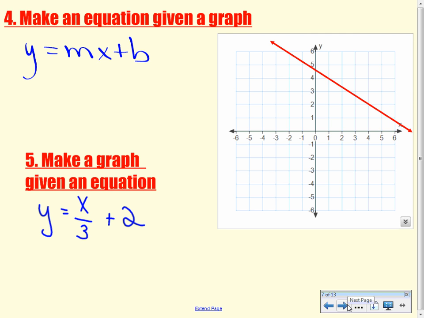Now, if they give us a graph, we've got to come up with the equation. Well, first thing I think of is I will try to find the slope, and I'm going to try to find 2 points that kind of fall nicely on integers on the graph. Sometimes you can get lucky and find that.